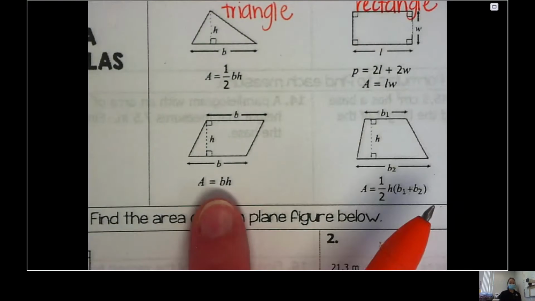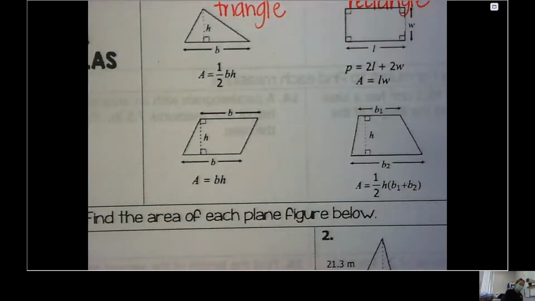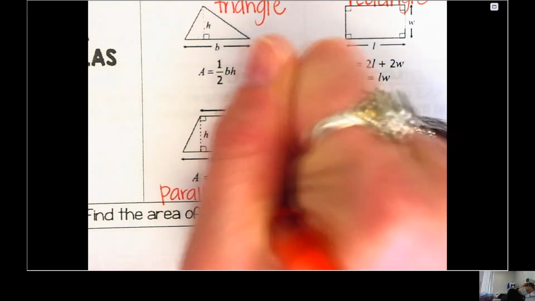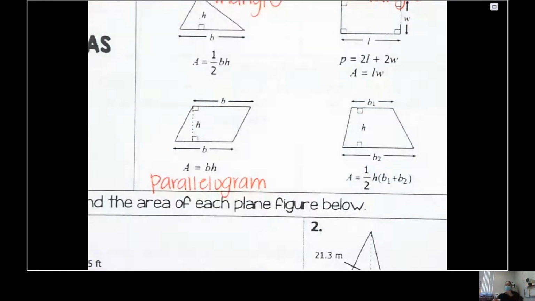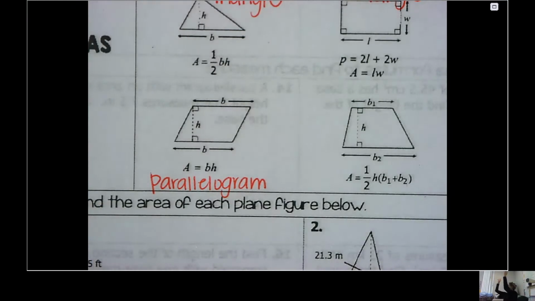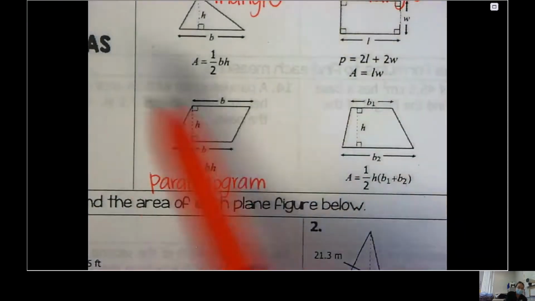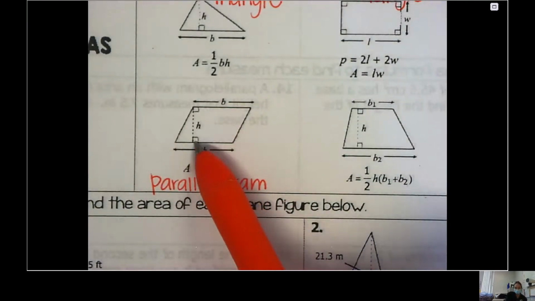All right, what is this one? Oh my gosh, give yourself a pat on the back. Parallelogram. And a parallelogram is essentially just like a rectangle that's just been pushed to the side. It's just a slanted one over to the side. Again, it's base times height, but be really careful. The height is not this slanted piece over here. The height is directly up and down. Okay, so that's really important.